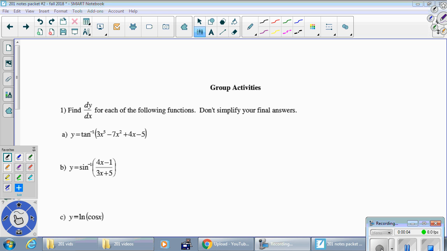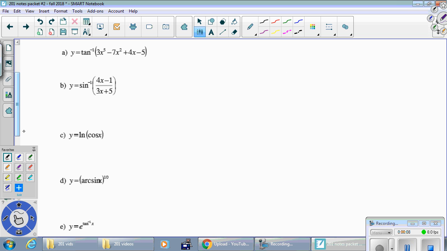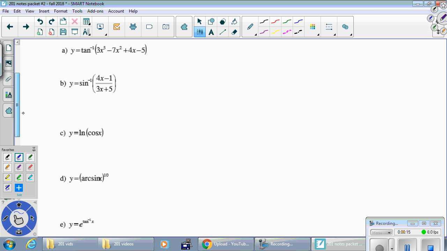Lesson 22, activities. Let's find some derivatives. We're going to speed through these here, so feel free to rewind and slow me down. So what's our notation? dy/dx. Okay, derivative of inverse tan is 1 over 1 plus the stuff squared times the derivative of the stuff.